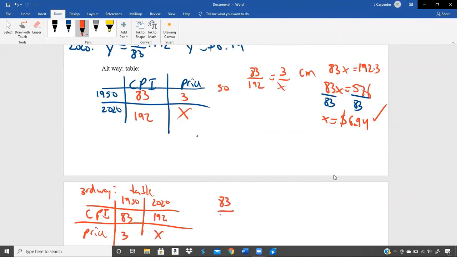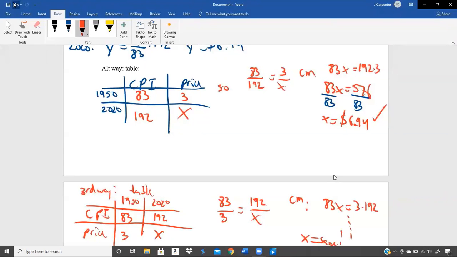You're going to get 83 over 3 equals 192 over X. It doesn't look like the same proportion. These two things have swapped places. But check it out. When you cross multiply, you get 83X equals 3 times 192. The same thing. You'll get the same answer. So when you're creating these tables, if that's the way you choose to go, you've got a little bit of leeway. What you call the row and what you call a column doesn't matter as long as everything's going in an appropriate place.